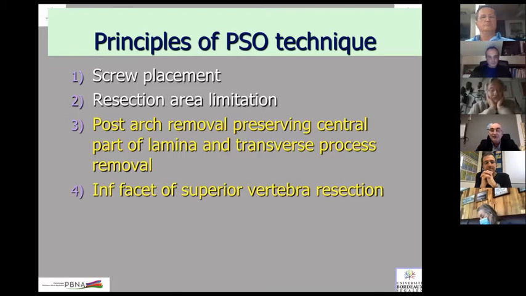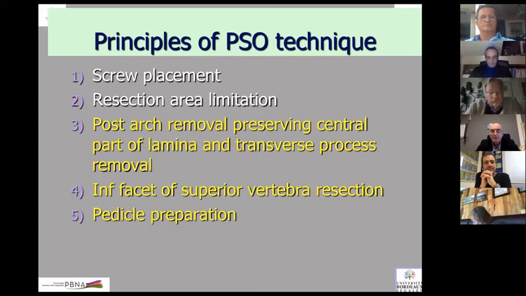So the inferior facet of the superior vertebra has to be resected. This inferior facet is really a problem, because if you don't resect it, it will compress the nerve root, the traversing nerve root at this level. So you have to remove completely the inferior facet of the superior vertebra.